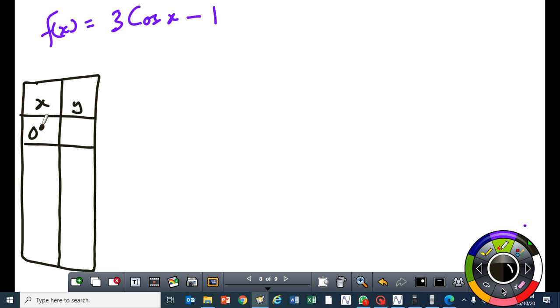So cos 0, okay, cos 0 is a 1, so 3 minus 1 gives you a 2 there. Like cos 90 is 0, so you should get minus 1. Right? Cosine of 180 degrees gives you minus 1. So that should become minus 4.